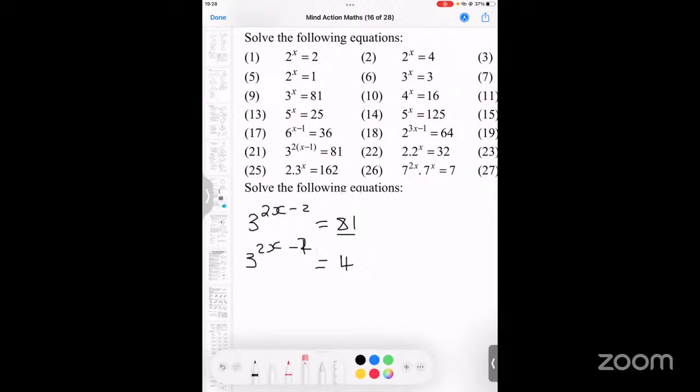Busisiwe, are you still there? Don't mute yourself. Yes, I'm still here. So I wanted to find out, for example, 4 is the same as 2 to the power of 2. What about 81? It's 3 to the power of 4. Okay, 3 to the power of 4. So this is what you were supposed to do. And then what will be the next step?